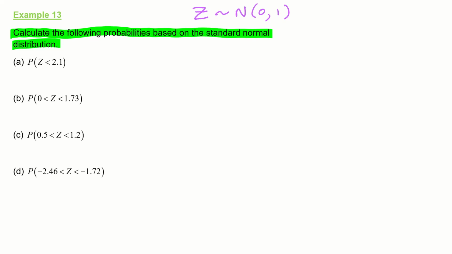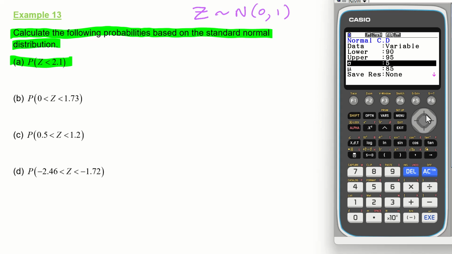And the first one we're going to do is less than 2.1. So I'm going to set my lower as, let's go many standard deviations away. So I'm going to say negative 100. I'll explain this a little bit in a moment. And then the upper is 2.1 because we're looking at less than 2.1. We need to set sigma up as 1 and mu as 0.